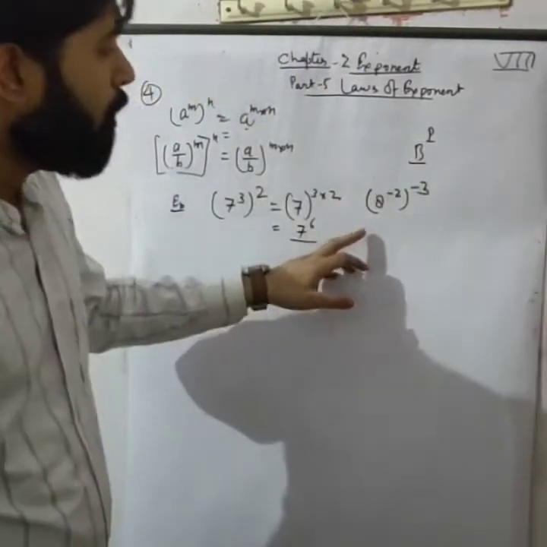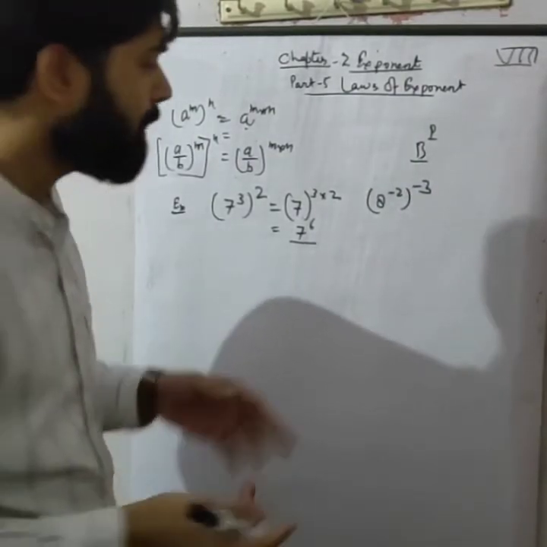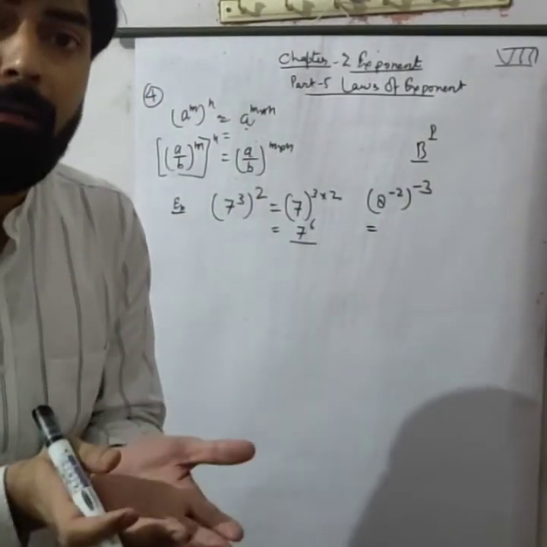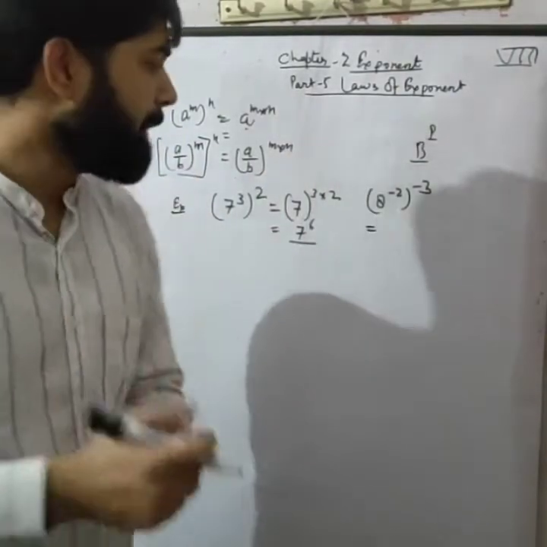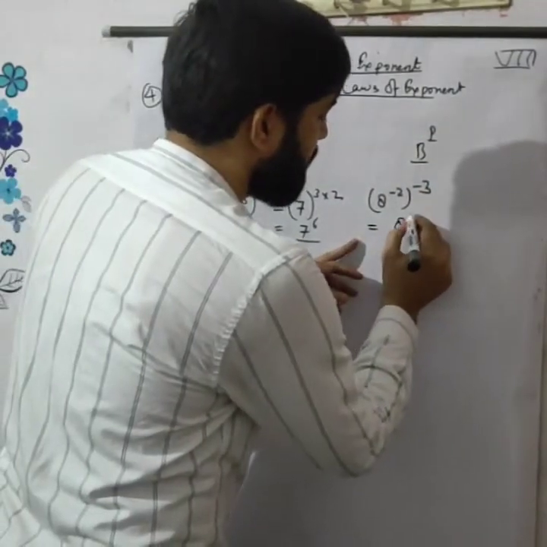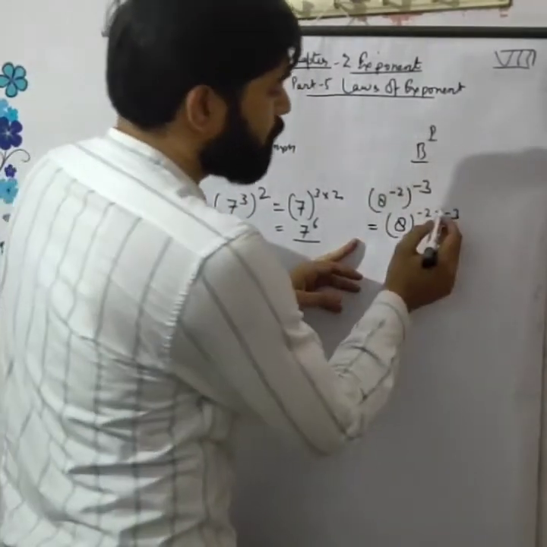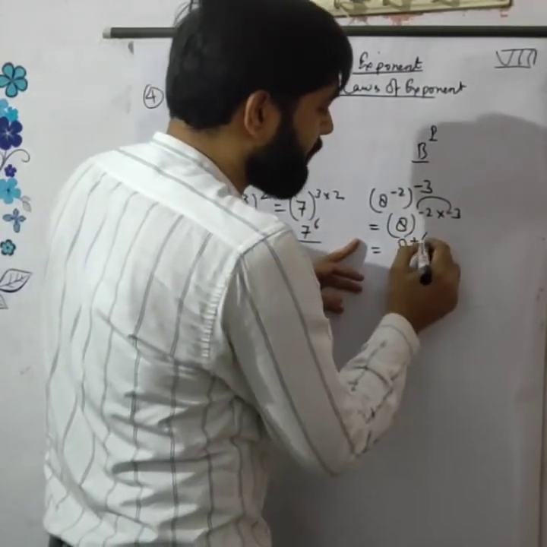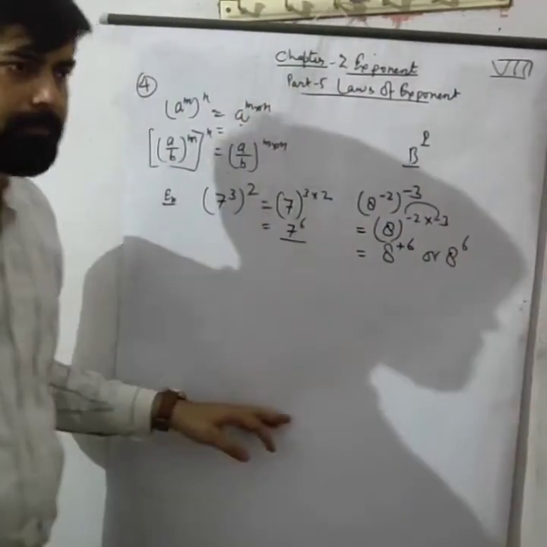Another example, 8 raised to the power minus 2, whole raised to the power minus 3. By this law, power of power means power multiplied by power, of means multiplication. So 8 raised to the power minus 2 raised to the power minus 3 means 8 raised to the power minus 2 multiplied by minus 3. So minus minus plus, we can write it as plus 6, 8 raised to the power plus 6, or you can also write 8 raised to the power 6.